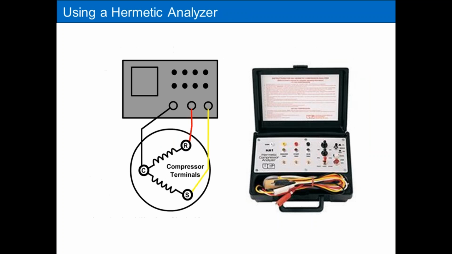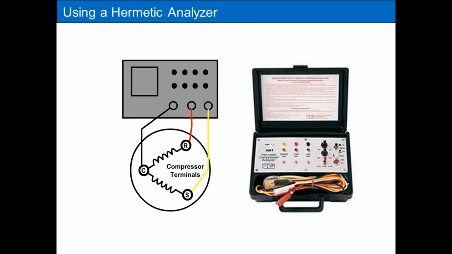Now there's going to come a point where you're going to doubt yourself, and you're going to say, I don't know if it's the relay. I did the test that Joe said, and I'm not sure. Well, here's something that you can do that will positively tell you whether the compressor is good or bad and eliminate the starting components. And that's by using a hermetic analyzer.